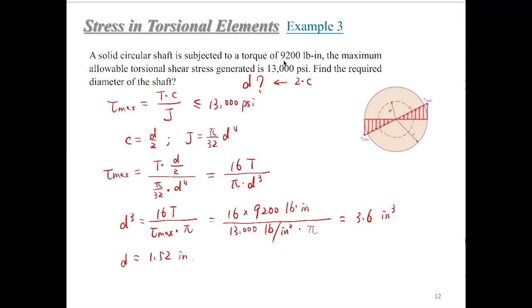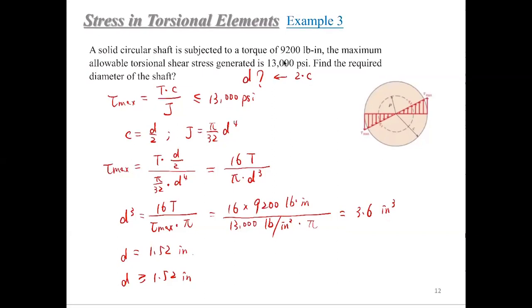But our final report should be what? Should be a limit, right? So to make sure that this shaft can safely carry this allocated torque, 9,200, you have to make sure that the diameter D is not smaller than 1.52 inch. Larger is safer, right? This is the lower limit of the size of the diameter of this shaft. You have to make sure that the diameter is no smaller than this calculated limit size.